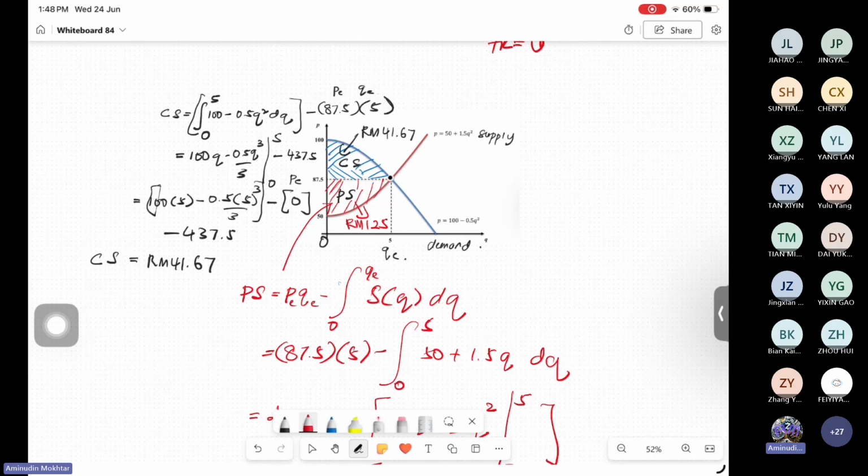Same goes to the total cost and marginal cost. The first derivative of total cost is marginal cost. The integration of marginal cost is equal to the total cost. So I hope you can see the connection between topic 6, especially between topic 6 and topic 7.